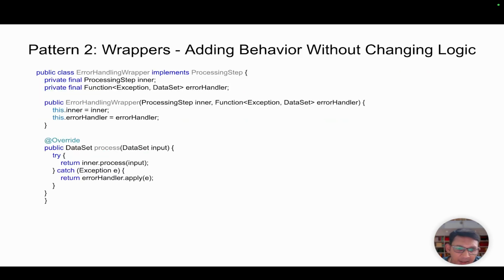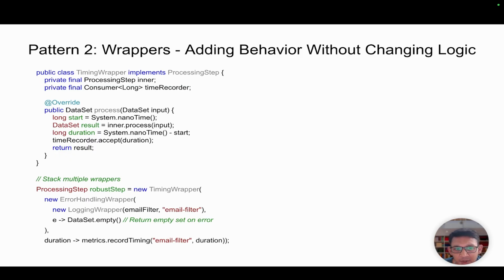Here's an error handling wrapper. It takes an error handler function that defines what to do when an exception occurs. In the process method, we try to execute the inner step, and if it throws an exception, we apply the error handler instead of letting the exception propagate. Here's a timing wrapper that measures how long a step takes to execute and records the duration using a time recorder function. Now, watch what happens when we stack multiple wrappers.